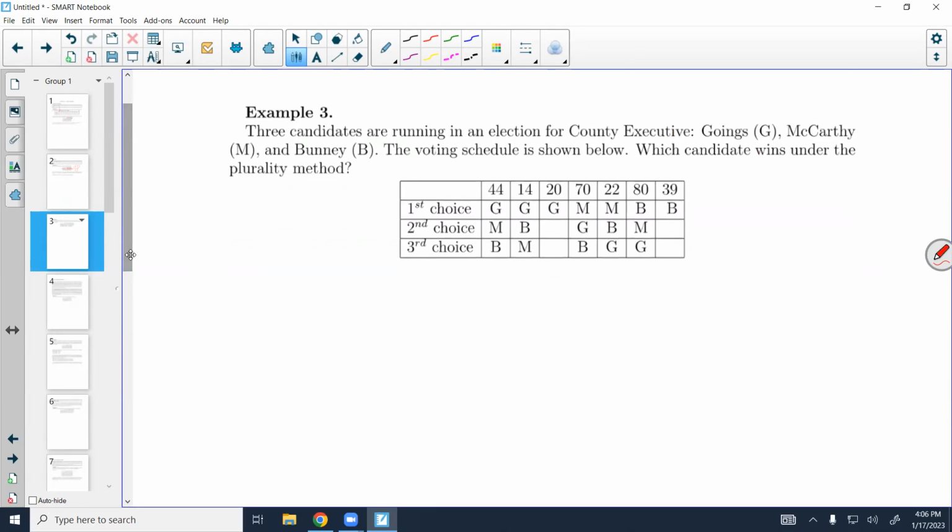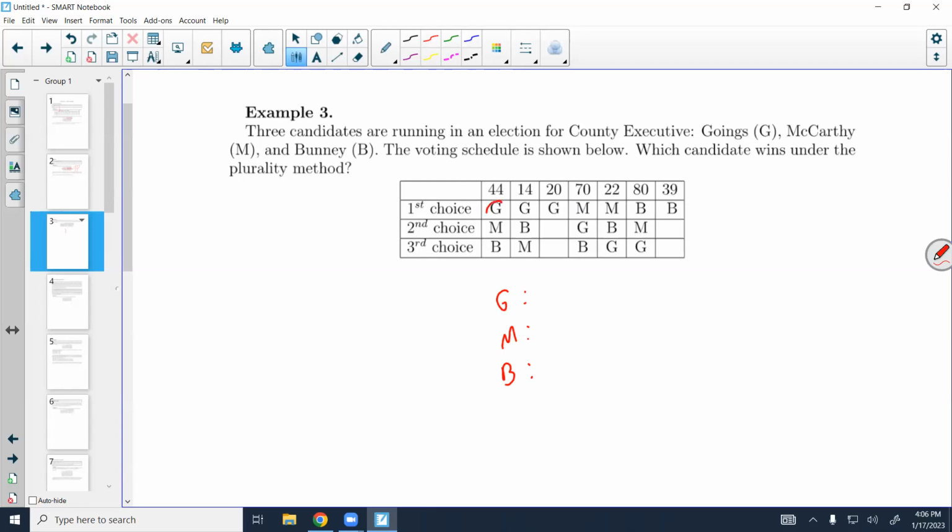So let's look at another one here. We have 3 candidates running in an election for county executive. We have Goings, McCarthy, and Bunny. The voting schedule is shown below. Which candidate wins under the plurality method? So we have Goings, McCarthy, and Bunny. So first thing we need to do is see how many people voted. Well, actually, we don't need that for this, because we're not looking for a majority. We're just looking for who has the most first place votes.